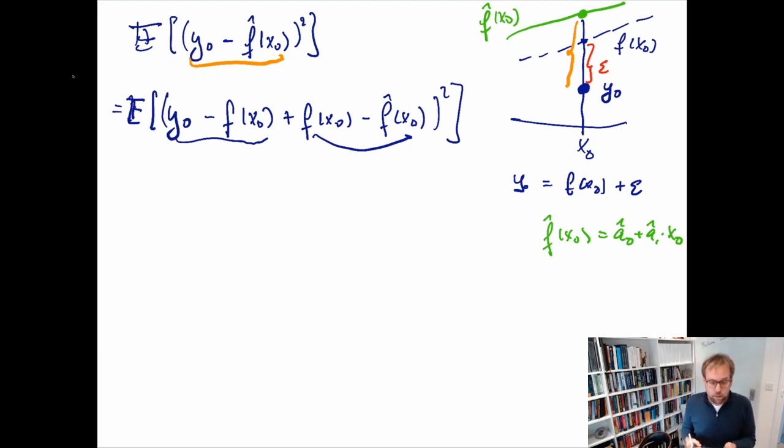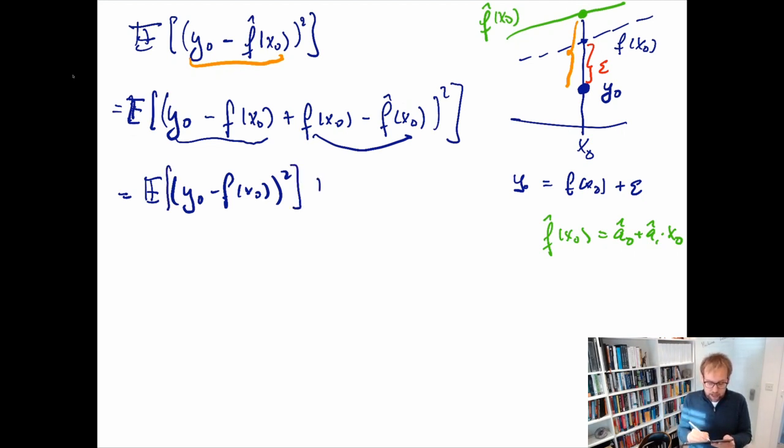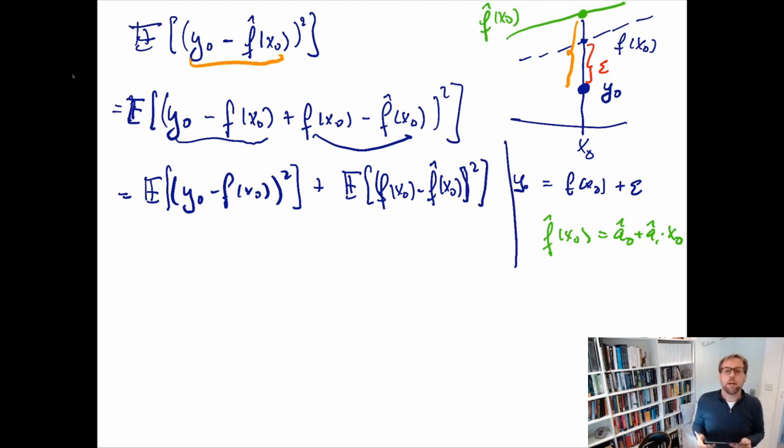So what we get out of here is the first term, which will be y0 minus f of x0, squared, with a bracket around it. And then the second term squared, which would be the expectation value of f of x0 minus f hat of x0, squared. And that's it. So why is that it?